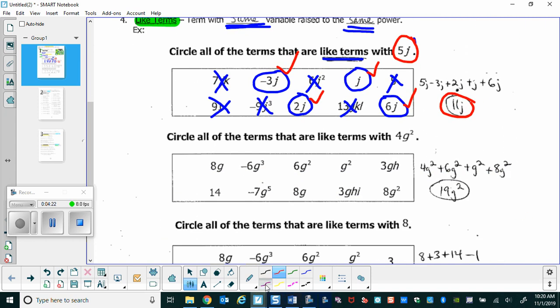All right, now let's move on to 4g squared. So this time we're going after anything that's got a g squared. It could have a coefficient of 4 or 1, it doesn't matter. It could be a positive or a negative coefficient, doesn't matter.